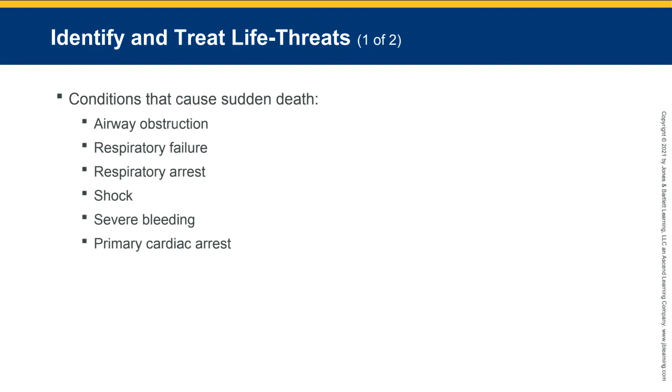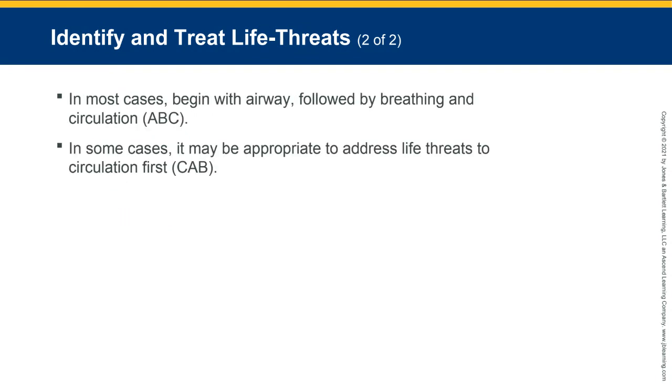Conditions that cause sudden death: airway obstruction, respiratory failure, respiratory arrest, shock, severe bleeding, primary cardiac arrest. In most cases, begin with airway followed by breathing and circulation. However, depending on the patient's presentation, if excessive bleeding is present, your approach might change to CAB. If the patient is in cardiac arrest, your approach might change to CAB.